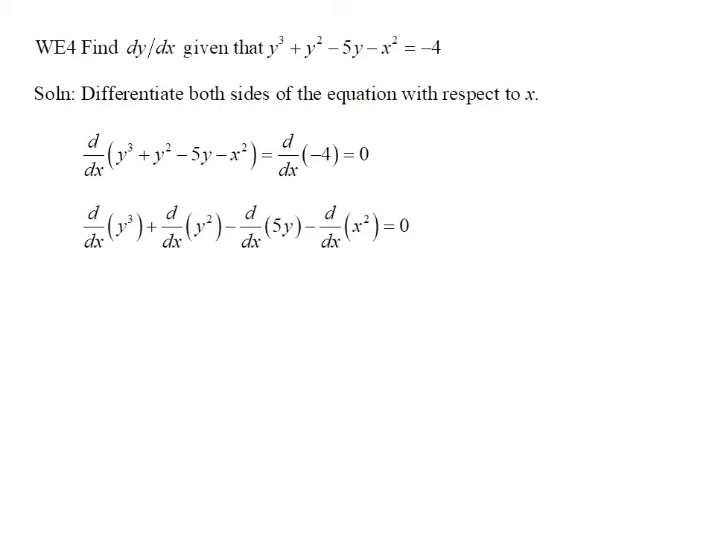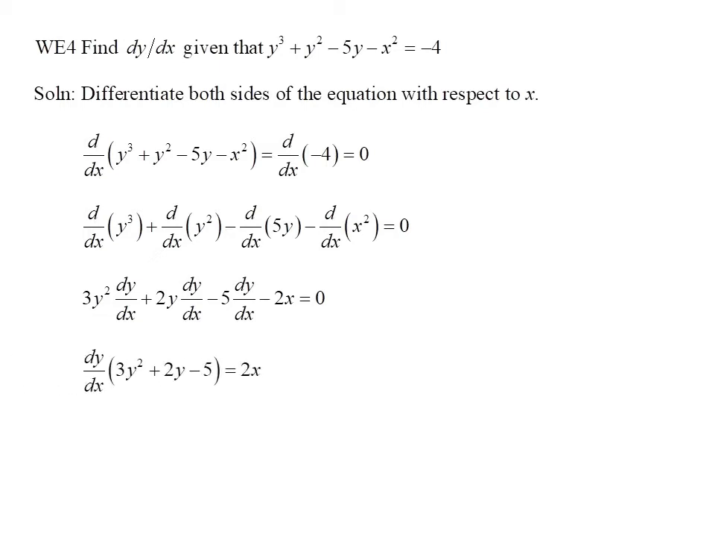Hence, dy cubed by dx plus dy squared by dx minus d5y by dx minus dx squared by dx equals 0. After finding the derivatives of each term, we have 3y squared times dy by dx plus 2y times dy by dx minus 5 times dy by dx minus 2x equals 0. Hence, the terms with dy by dx are kept on the left side of the equation, while the term 2x is moved to the right side of the equation.